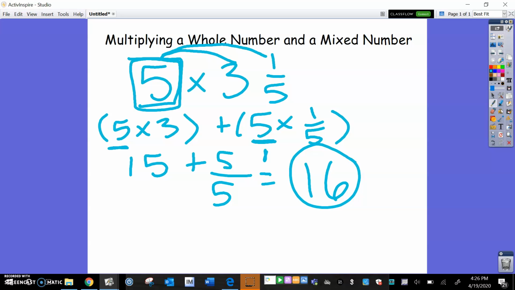So the way that we did this is we split it up using the distributive property. We have the whole number and the other whole number here, and we have the whole number and the fraction. So we have the whole number and whole number here, whole number and fraction here.